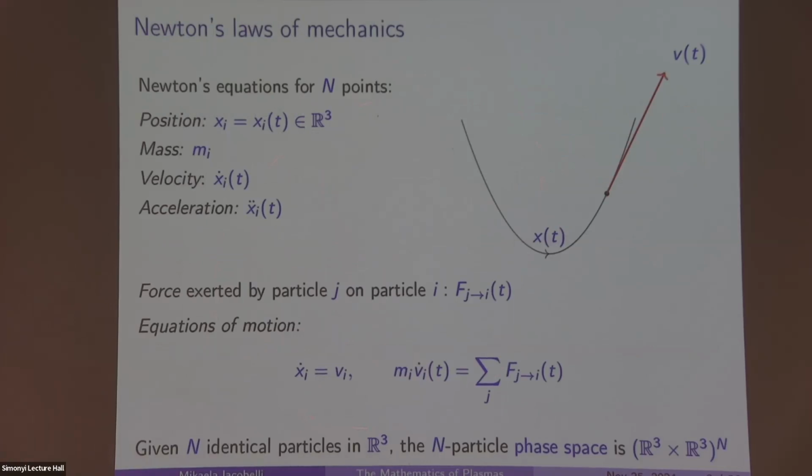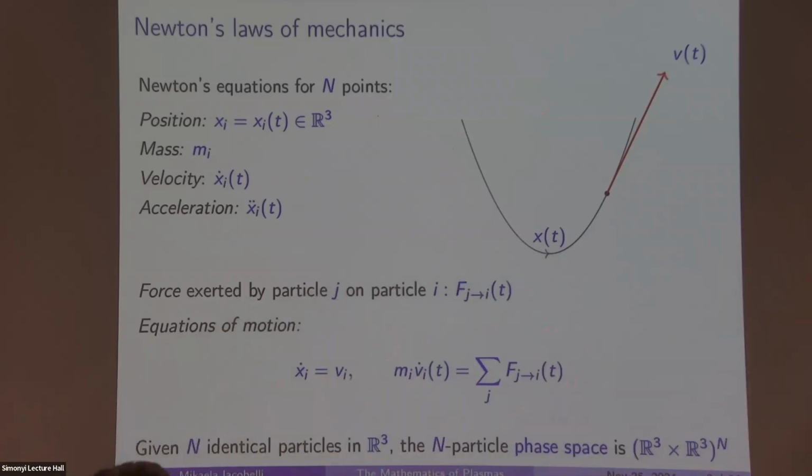He used calculus to substantiate laws of mechanics. And what I recall for you is how you can describe a system of n particles. Because when we talk about plasmas, we are going to talk about many-body systems. And the idea is that we want to model the evolution of many particles. So we have a position that we indicate with x_i. This is the position of the i-th particle, supposedly in R^3, the physical space. m_i is the associated mass, and then we have the velocity, that is the derivative of the position, and the acceleration, that is the derivative of the velocity.